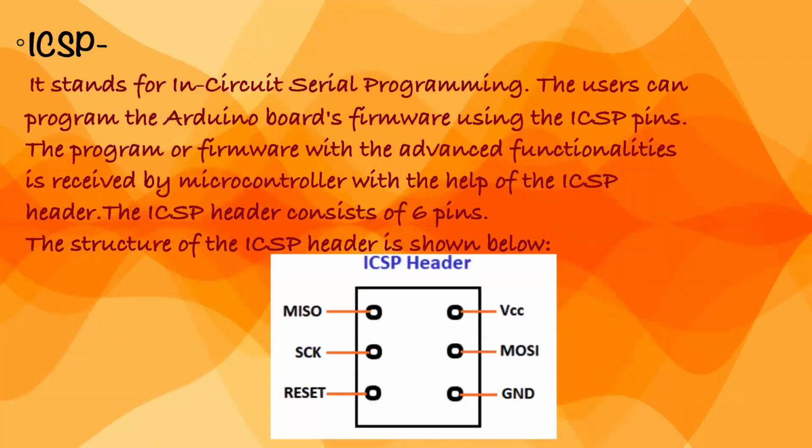ICSP, I wanted to show you this also. ICSP stands for in-circuit serial programming. The users can program the Arduino board's firmware using the ICSP pins. These are the ICSP headers. The firmware program with advanced functionality is received by the microcontroller with the help of the ICSP header. The ICSP header consists of 6 pins: MISO, VCC, SCK (serial clock), MOSI, reset, and ground. Wherever there is a VCC, we need ground to complete the circuit. This is the basic structure of the ICSP header.